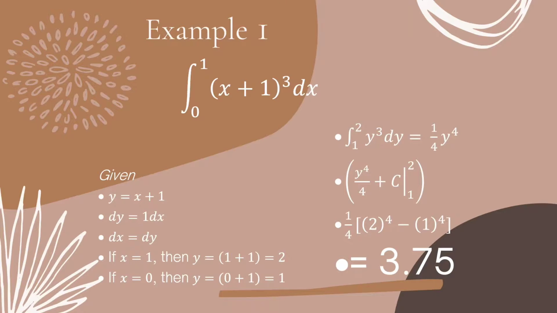Magiging integral from 1 to 2 of y cubed dy, tapos kunin lang natin yung integral nun, magiging 1/4 times y to the 4th power. Lagay lang natin yung interval dun sa y, then ang magiging sagot natin is 3.75.